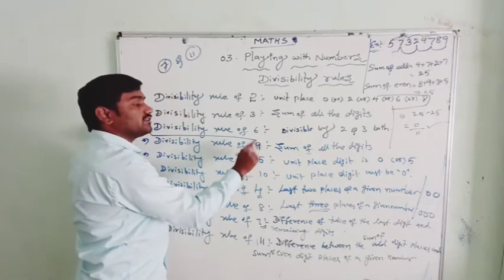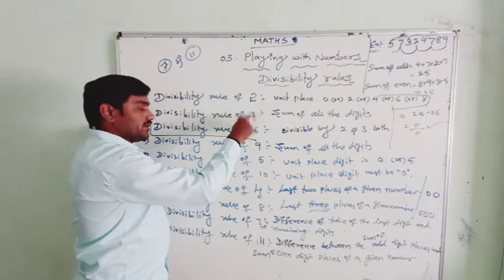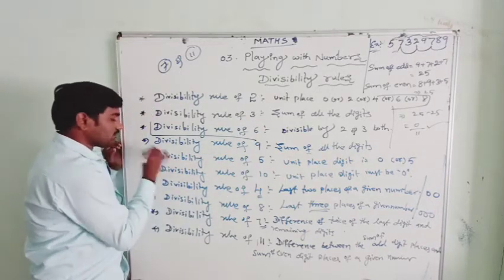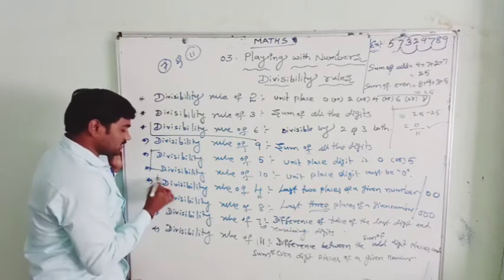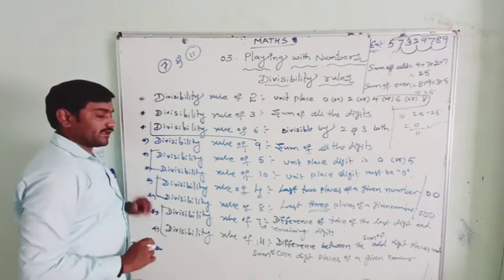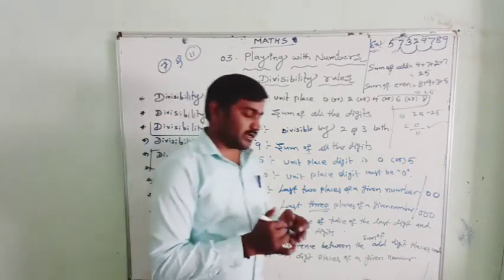But here we have to check the divisibility rule of 9 and there the divisibility rule of 3. So 5 and 10, these two will be similar again. And 4 and 8, these two will be similar. These two, 7 and 11, are entirely different. So you need to remember this, children.